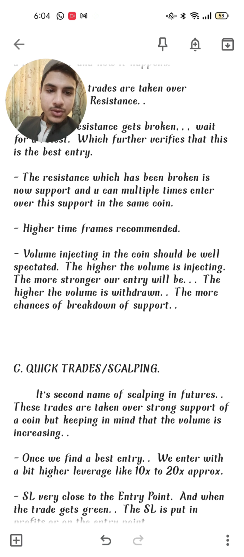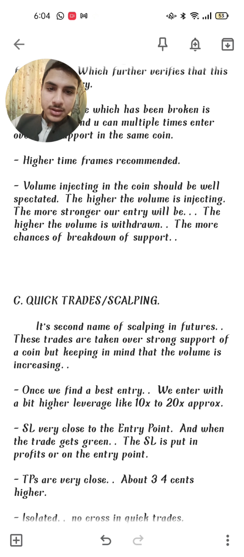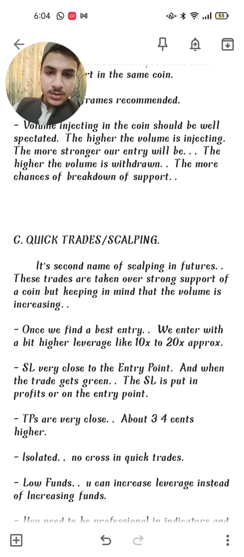The higher the volume is injecting, the stronger our entry will be. The higher the volume is withdrawn, the more chances of breakdown of support there will be. So the more the volume of a coin gains, the more chances breakout of resistance will happen. The more volume decreases, the more chances of breakdown of support. This is a simple formula.